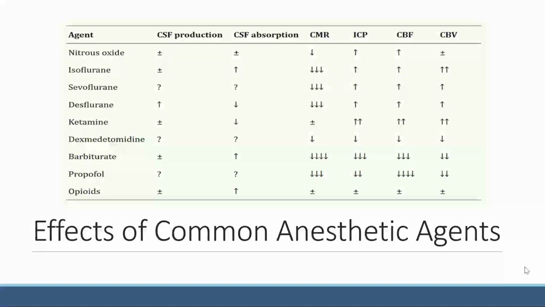Some effects of common anesthetic agents: we usually use isoflurane, which decreases the CMRO2, with a little increase in ICP and CBF. Similarly, dexmedetomidine is ideal for this situation, as it reduces the CMRO2, ICP, CBF, and cerebral blood volume. Propofol is a very neuroprotective medicine which we use for induction of anesthesia, and opioids have no effect on this.